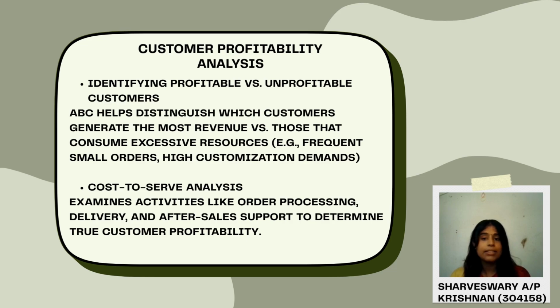For example, let's take a small retail store. Placing frequent customized orders may cost more to serve than a bulk buyer with standardized demands. ABC reveals hidden losses here.